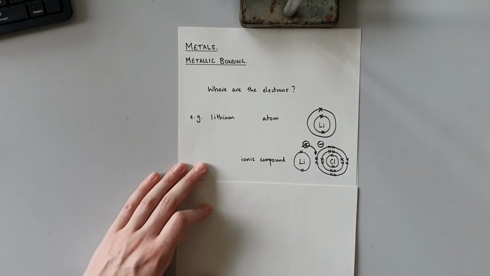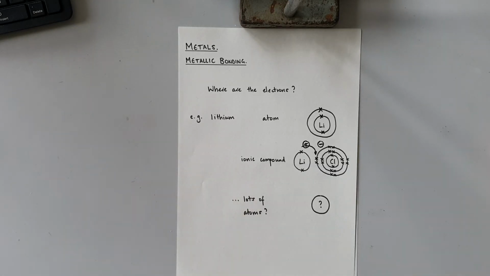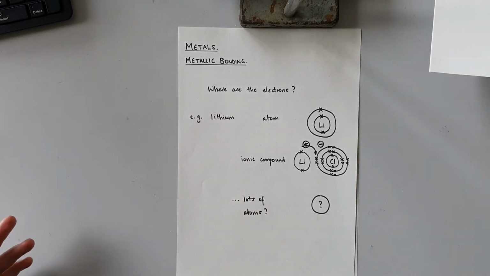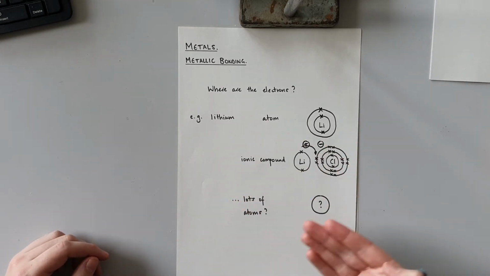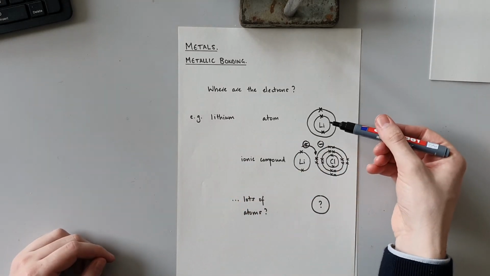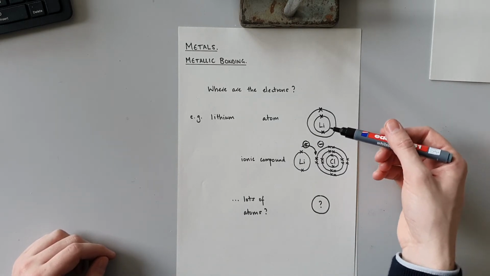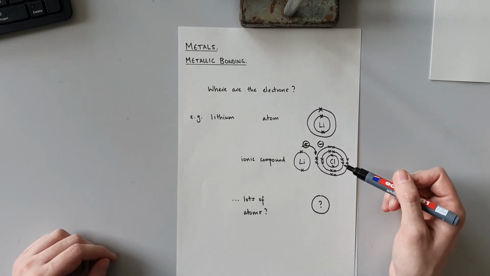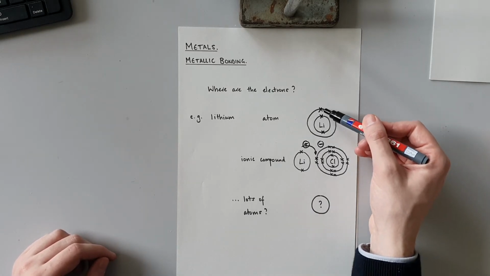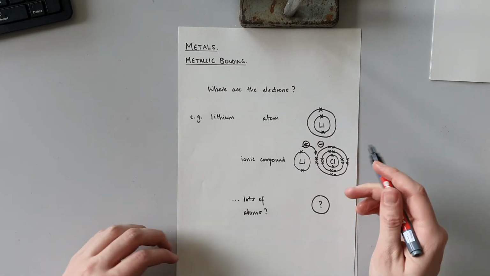Now, if we were to take lots and lots of lithium atoms, we now want to think about what that would look like. Because if we have a metal, such as lithium, that is basically what it is. It's lots of these lithium atoms all bonded together. But what happens when it's not got a non-metal that it can donate that electron into? What happens to that electron? What happens to the rest of the electrons? That's what we want to discuss in this video.